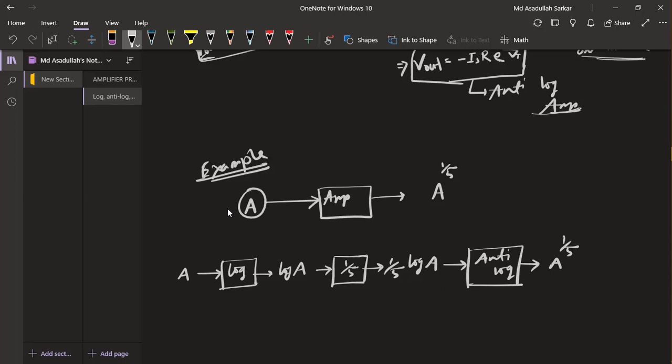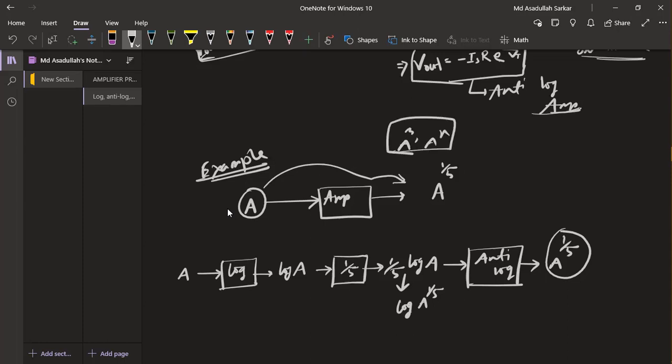Why? Because it can be written as log a power 1 by 5. The anti-log amplifier will cancel out this log, so the only remaining part will be a power 1 by 5. In various cases, whether the output is a power cube or a power something x, we can easily find it this way.